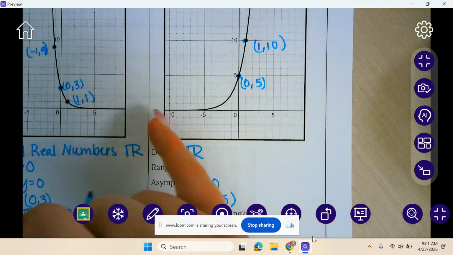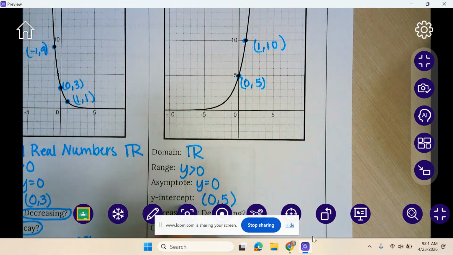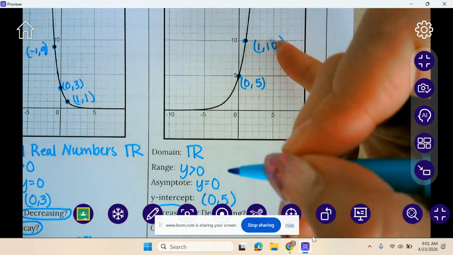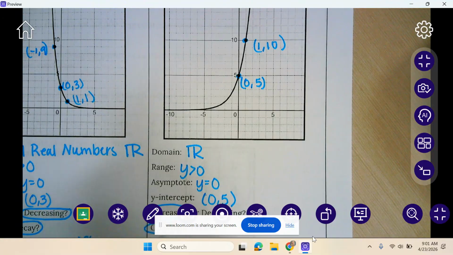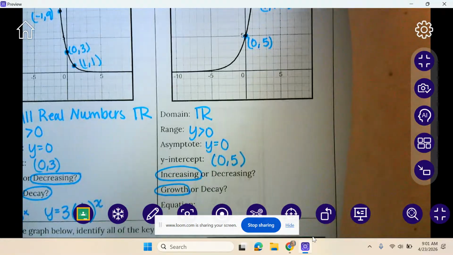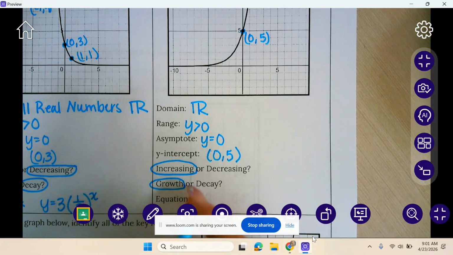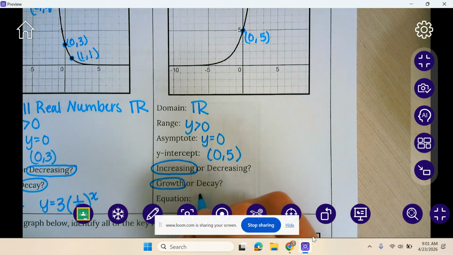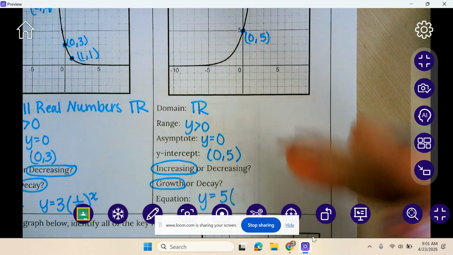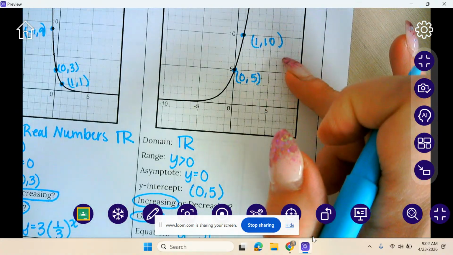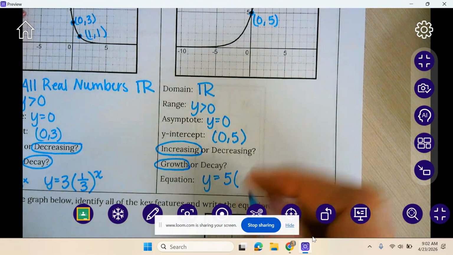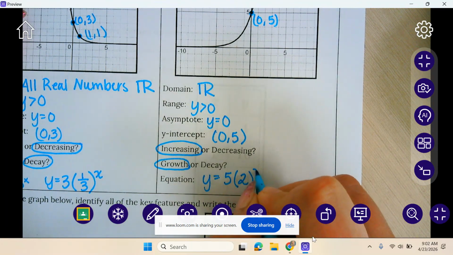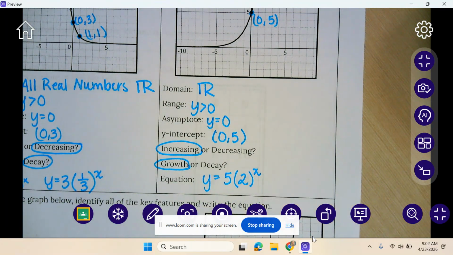As we're going left to right, we can see that is going up. So that would be increasing. We can also see the y values are increasing. So that would be growth. So increasing in growth. Our equation, remember, it's y = a · b^x. a is our y-intercept, so a = 5. To go from 5 to 10, I multiply by 2. So that means that my b value is 2 to the power of x. Any questions on that one? Okay.